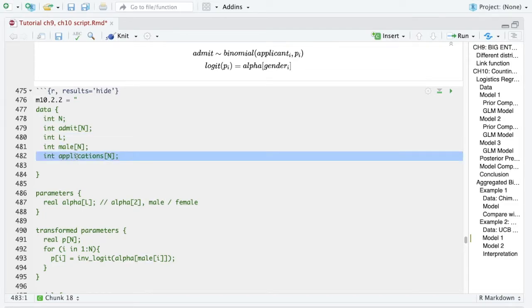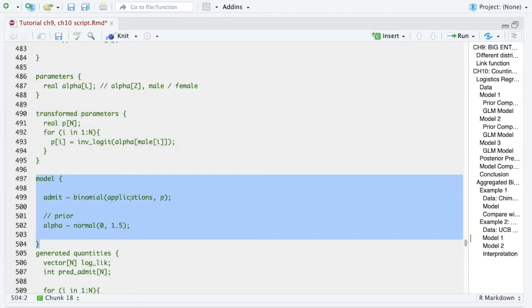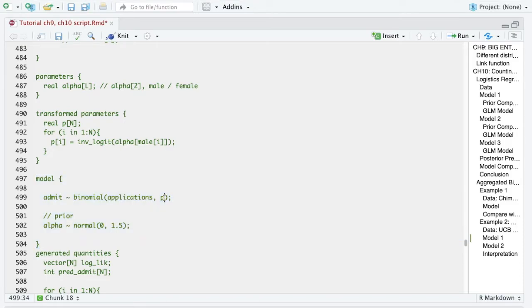And this is another column, applicants, because we have a different number of experiments, or different n, in different rows. And for the transformed parameters block, we use the for loop to calculate an inverse logit function to calculate the p value for each row. And then in the model part, just replace the 18 in our chimpanzee example with the column applications, and then use the p as usual.